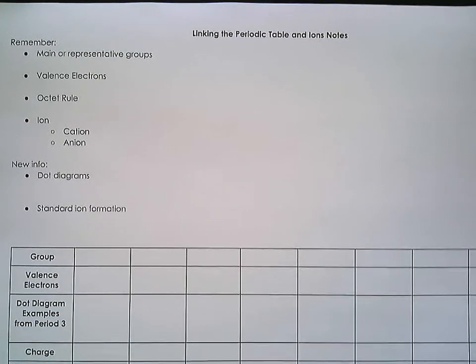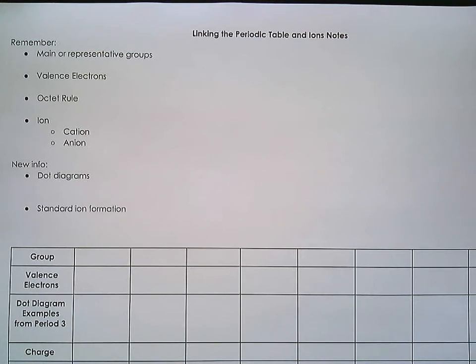Okay, in this video we're going to go over some links between the periodic table and ions. The periodic table gives us tons of information, and this is just a little piece of that. This information is going to help us when we get to things such as ionic bonding and naming, so that we're able to use those relationships with our periodic table.